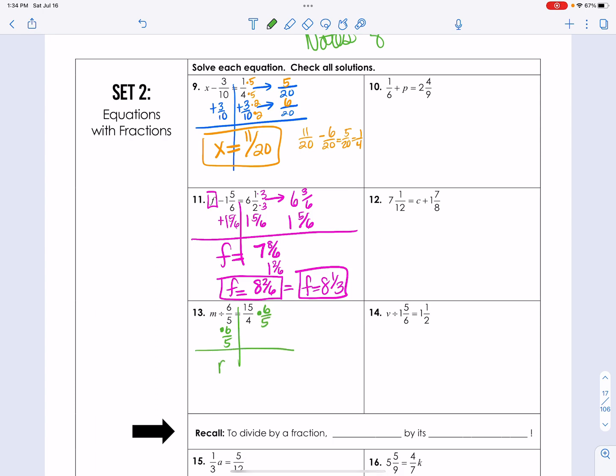So remember, with multiplication, you just multiply straight across. So 15 times 6, that's 90, divided by 20. 4 times 5 is 20. So 10 goes into both of them, and I get 9 halves. And then I would write that as a mixed number, which is 4 1/2.